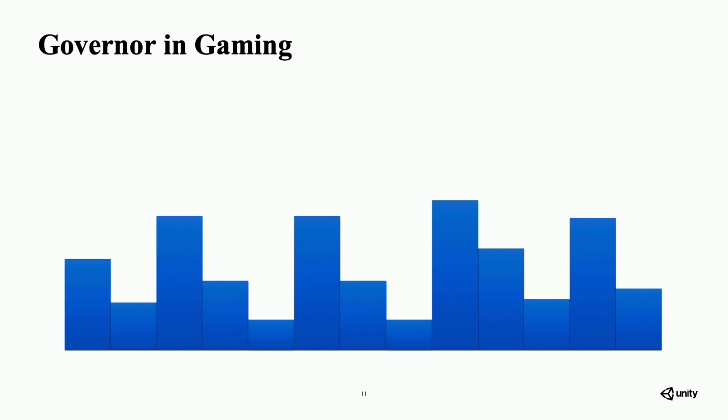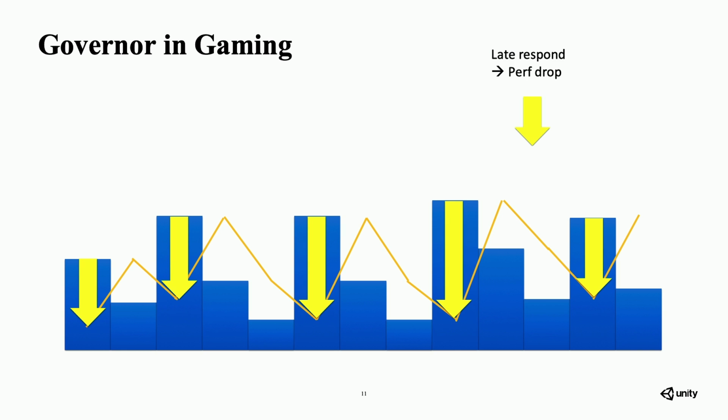But in gaming, the governor behaves a little unexpectedly. The workload in gaming happens not only from user interaction events, but is generated frame by frame. So it looks like shaking, and this type of wave workload pattern keeps continuing. The governor works like this: it responds a bit late after the workload is generated, and then something bad happens. The late response happens every frame. After that, the frequency goes high, but the workload is gone.